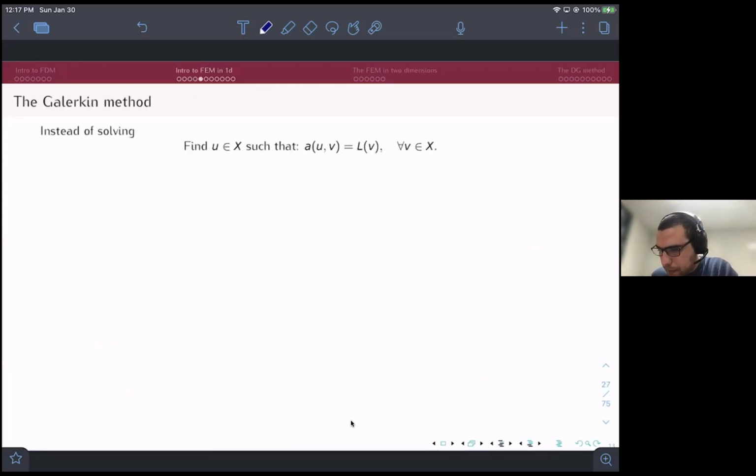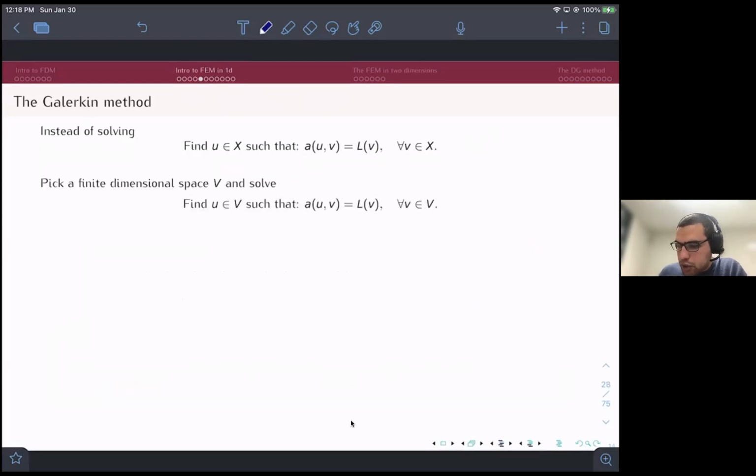Okay, so the idea of the Galerkin method, invented roughly in the 1920s, 1930s by Galerkin, is that instead of solving that previous problem of finding U in an infinite dimensional space such that A(U,V) is equal to L(V) for all V in X, you pick a finite dimensional space V. And then you solve the following problem. Find U in V such that A(U,V) is equal to L(V) for all V in capital V.